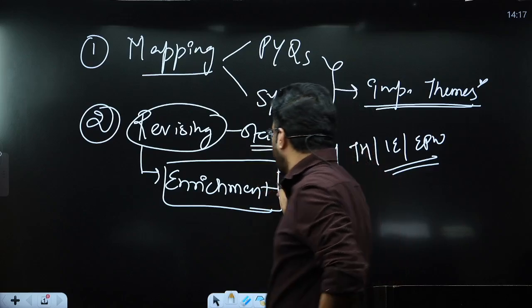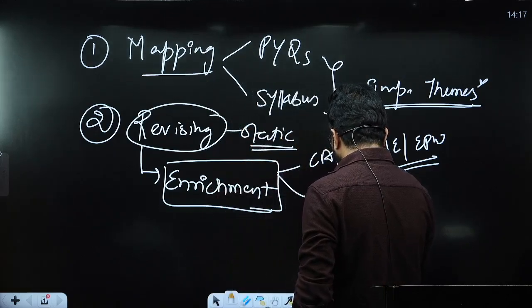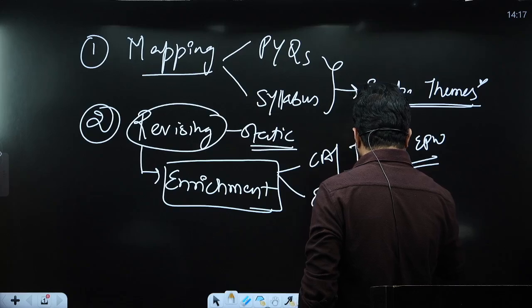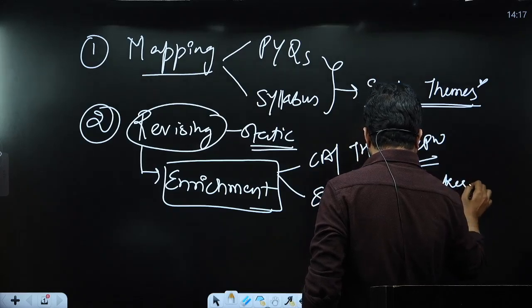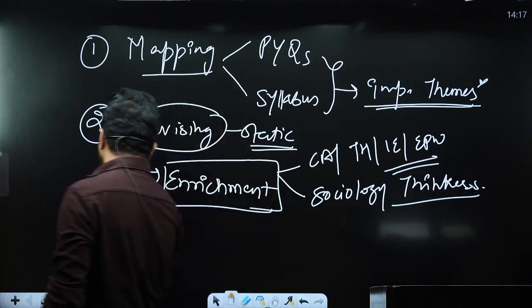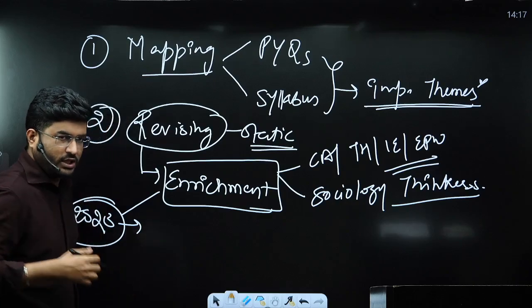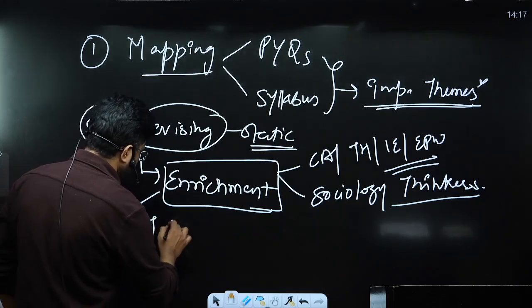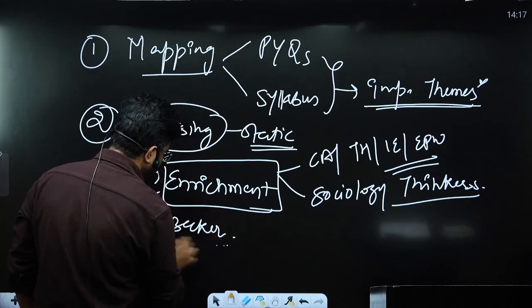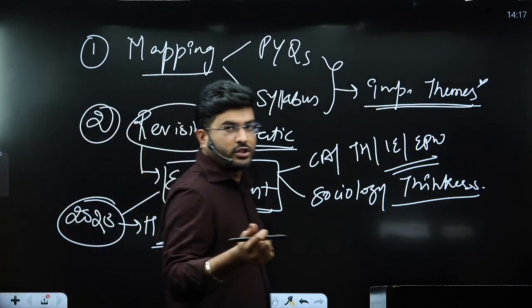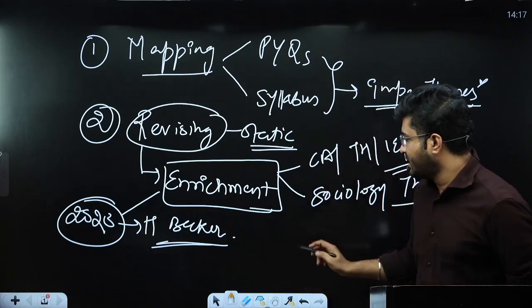We will be equally focusing on the sociology thinkers who are in the news in recent times. For example, in 2023, we lost one of the important sociological thinkers, Howard Becker, who has given us one of the important theories, like labeling theory.